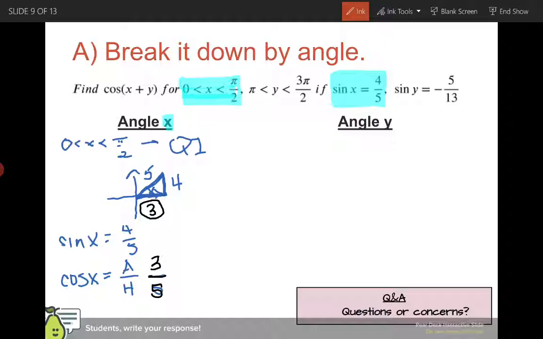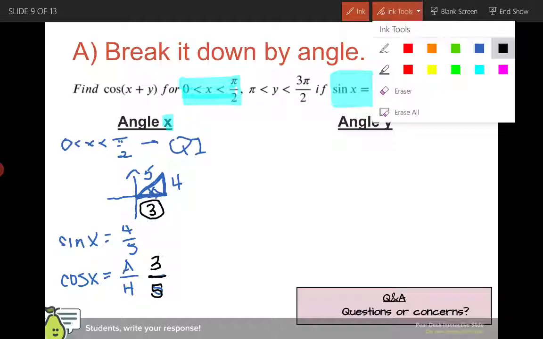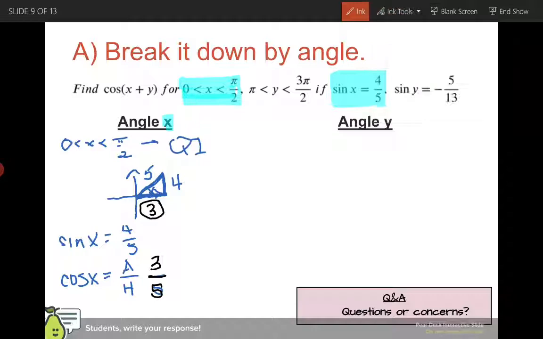Now, I'm going to need information for angle y for my sum and difference formula. So I'm going to highlight some of the things I know about angle y. I have an interval. This tells me where it's located. And I have a ratio. This tells me some of the side lengths of the triangles. I'm going to start by writing down my interval. Pi is less than y, which is less than 3 pi over 2.